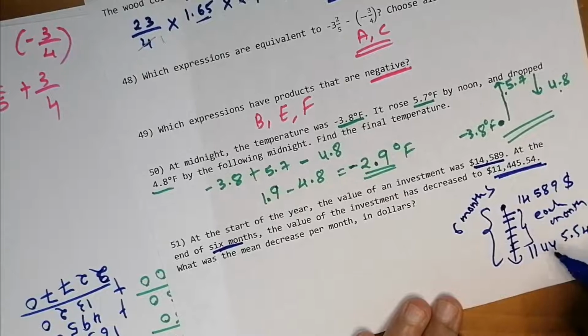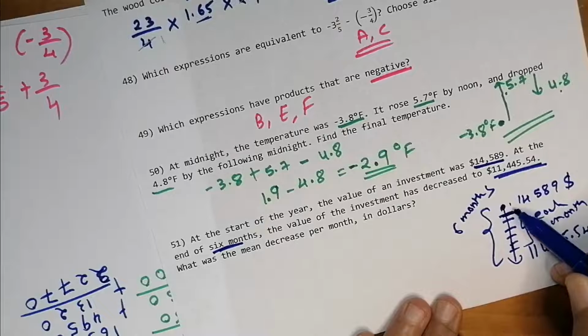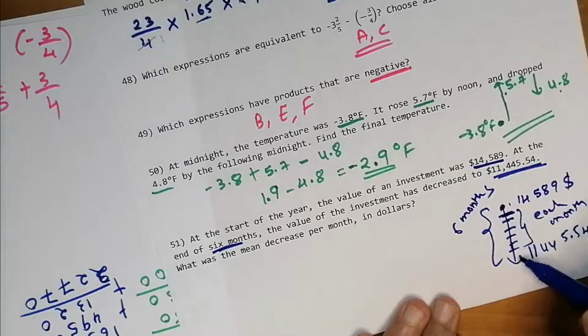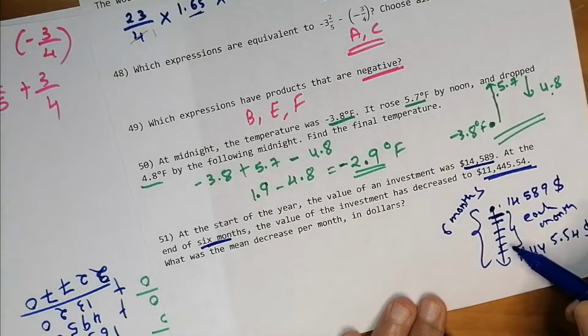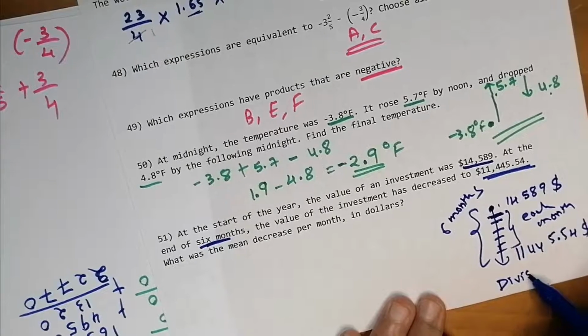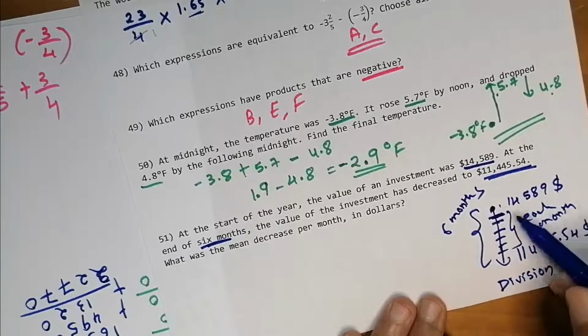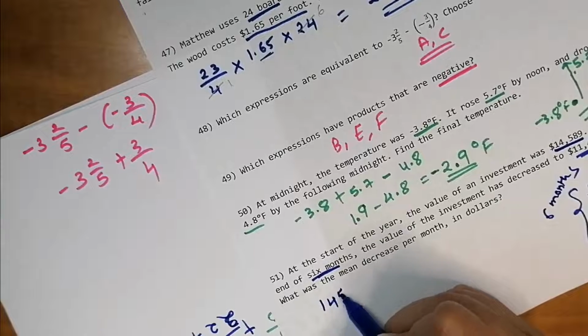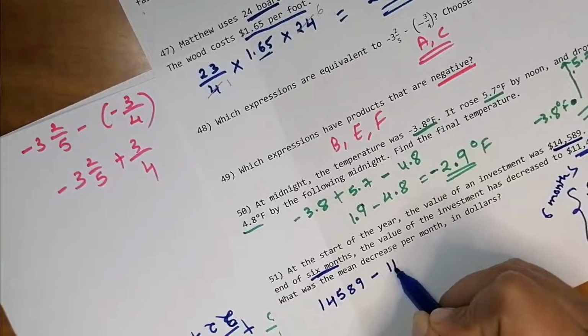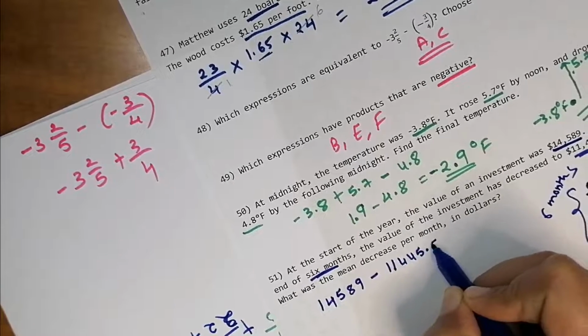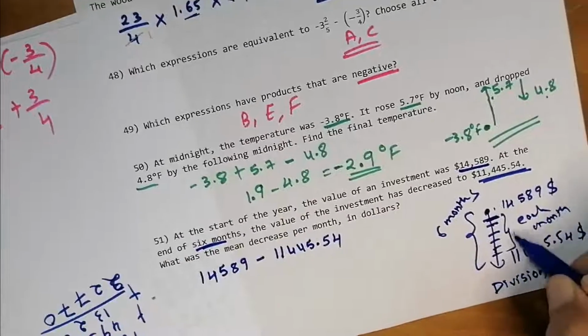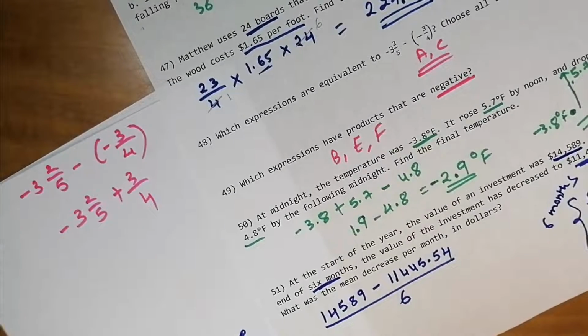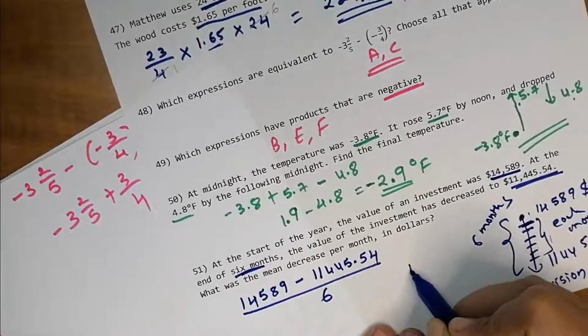So what will we do? From here to here, it took 6 months. So when you come to this first point, you subtract something, then you subtract something because you're going down. So it's a repeated subtraction, which means we have to do division. But how do we divide? We have to divide this change, not these values. So this is basically 14,589 minus 11,445.54. That's going to give us this change, divided by 6.